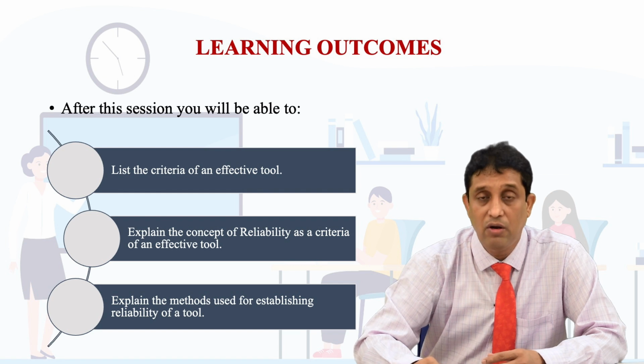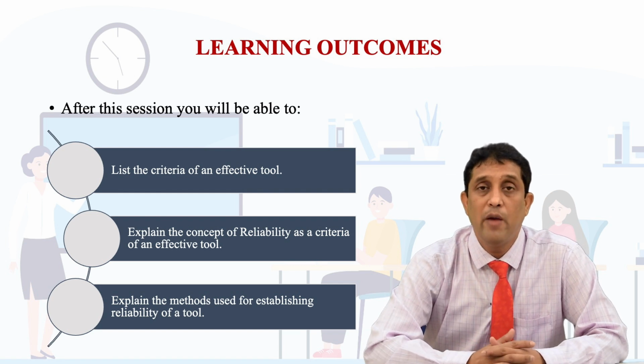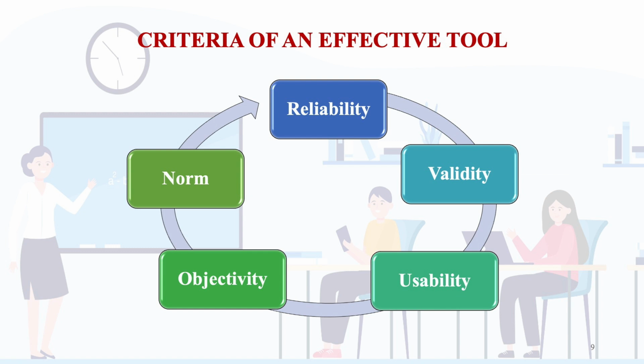Now let us go forward to know what the different criteria of a tool are that we call an effective tool. First of all, the first criteria is reliability. I was just saying in my earlier video lesson that for a standardized tool the entire procedure of test development should be followed. And what is the entire procedure? First of all, writing the items, then analyzing the items, then establishing reliability and validity.